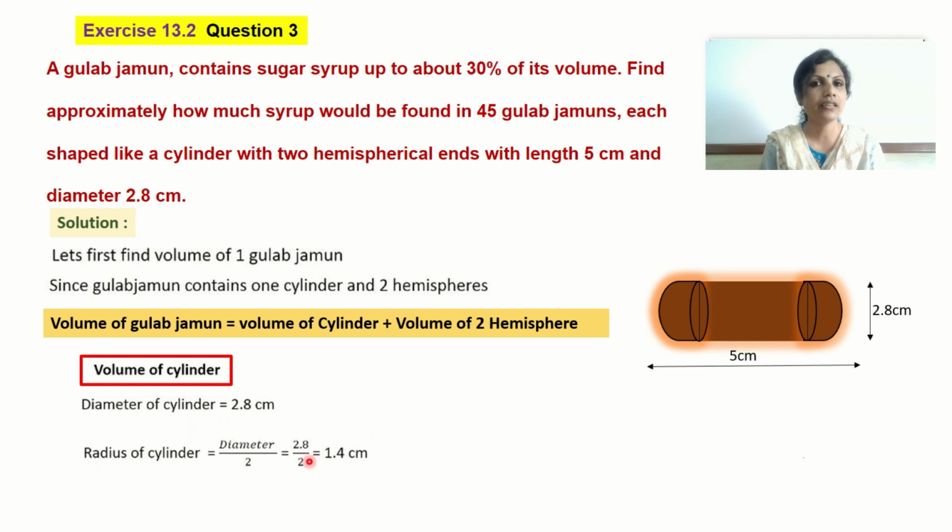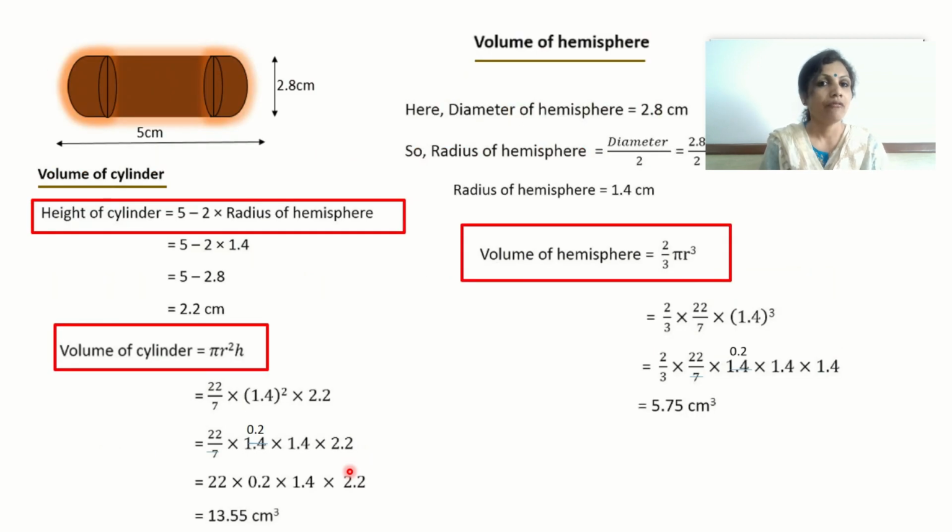So radius of cylinder is 2.8 upon 2, and that is equal to 1.4 centimeter. Now just check out that when we find volume of a cylinder, we need radius of the cylinder also. Now since we are given the radius, the part which is shown in white color, that's the radius. Look at the figure, children. Then this is the radius of the other side. So radius of the cylinder and radius of hemisphere is the same.